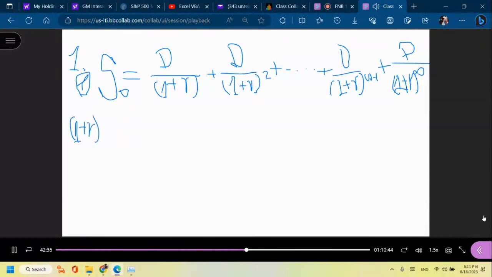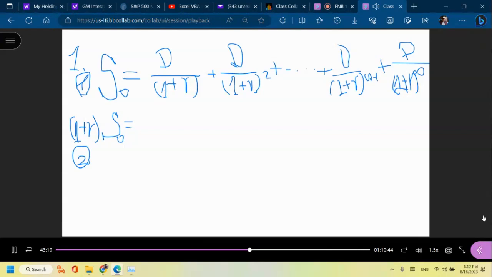If I multiply it by 1 plus R, that means you'll have to multiply that to both the left-hand side and the right-hand side, right? So if I multiply it by 1 plus R, and I'm going to call this equation 2. If you multiply equation 1 by 1 plus R, equation 2 will be, on the left-hand side, 1 plus R times S0.